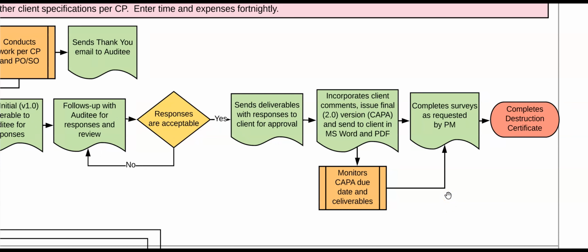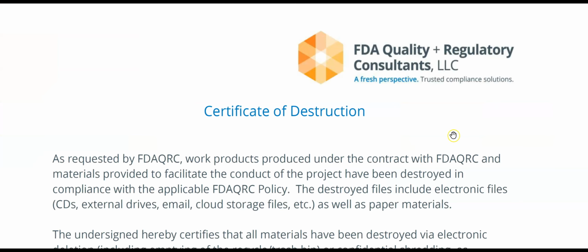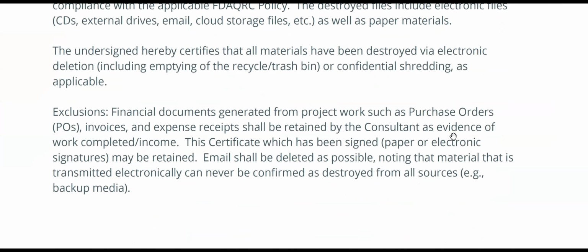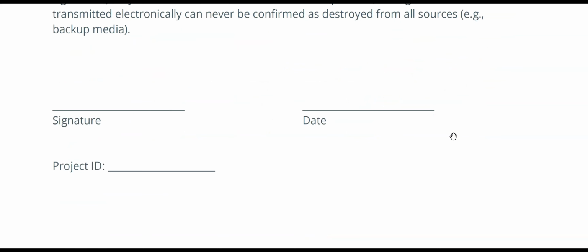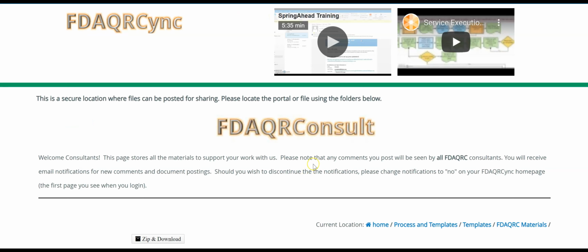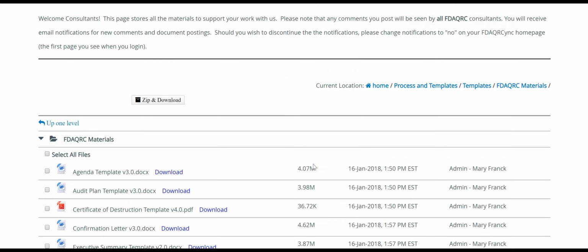Lastly, once the resource is notified by the PM, they will destroy all documents associated with the project with the exception of purchase orders and sign the destruction certificate via DocuSign or any other e-signature tool identified for use during the project. Here's an example of what the destruction certificate would look like. Again, the resource would list the project ID and use either DocuSign or an e-signature tool to sign off on the destruction certificate. And the destruction certificate can be found again at the FDA QR Consult portal.